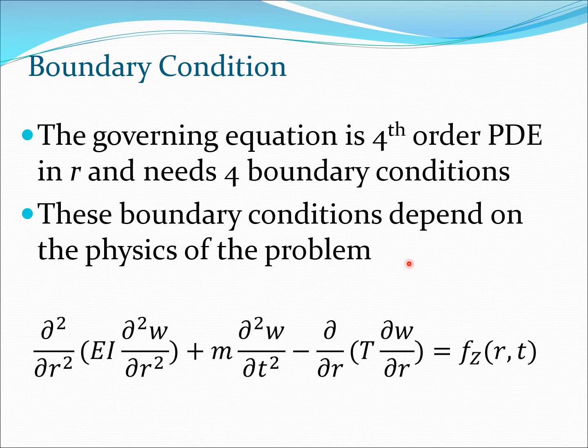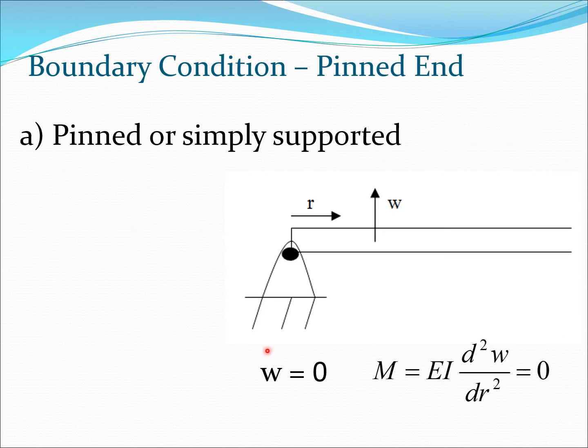So these boundary conditions essentially depend on the physics of the problem, and basically the physics of the problem in terms of the boundaries are communicated to this equation through the boundary condition. Note that the equation itself does not have any physics right here about the nature of the boundary. So let's look at each of these boundary conditions specifically. So I will look at one end at a time.